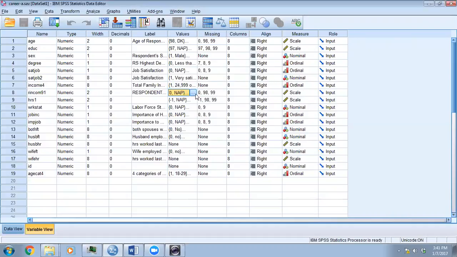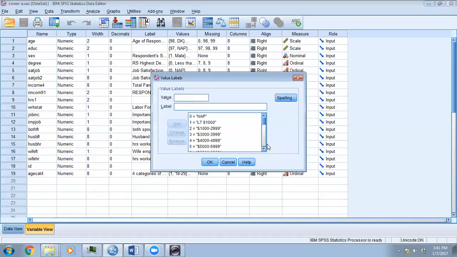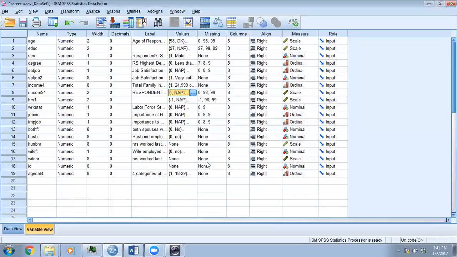Now, if you see the values here, you'll see that category 22 is refused, and 98 and 99 are NA. So these 3 are not actually income categories, and they should be treated as missing values. So the first thing we're going to do here is to recode these values as system missing. So we're going to do that here.